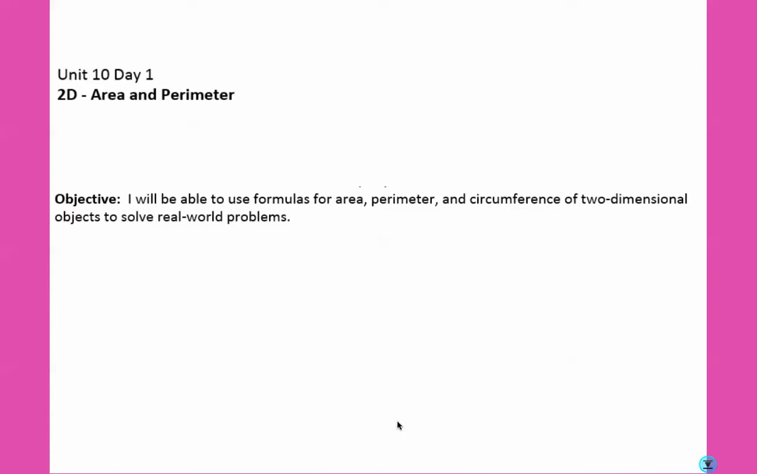Today we're going to be talking about 2D figures and their area and perimeter. Our objective is that we will be able to use formulas for area, perimeter, and circumference of two-dimensional objects to solve real-world problems.